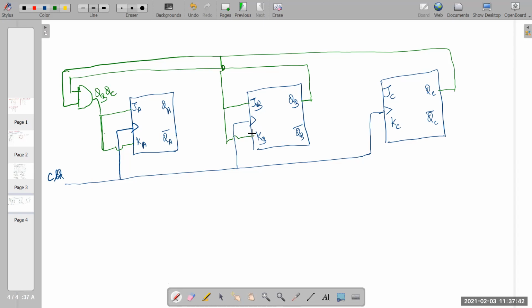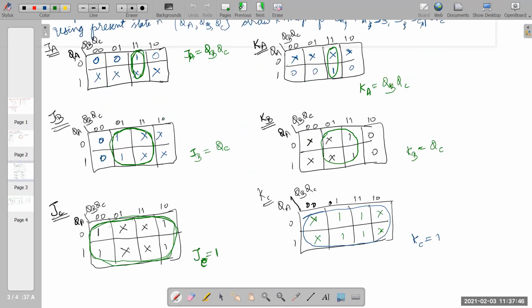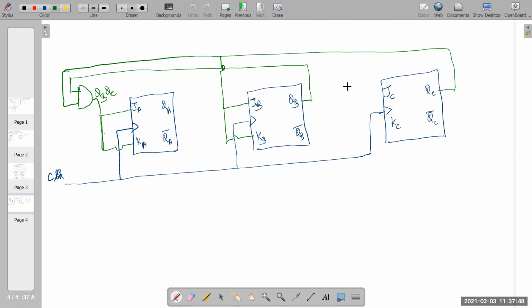Okay. Then what about JC and KC? Both are 1. Both are 1 means I can connect it to 1, or else if you are working in the laboratory, you have to connect plus 5 volt at this point.